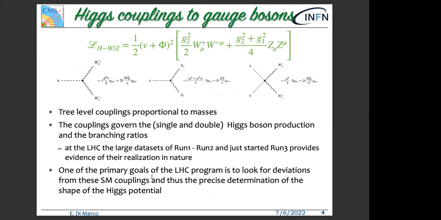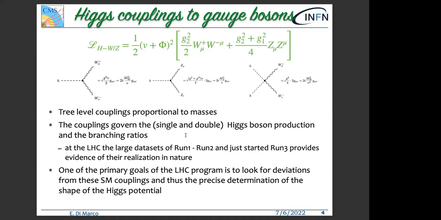Now regarding the couplings, so the strength of this interaction with the gauge bosons. The tree-level couplings, as you see here in these diagrams, are proportional to the masses of the W and the Z. Here you see the single-point interaction of the Higgs with the W or the Z, or also the four-particle interaction of two Higgs with the W's. So these couplings govern the single and also double Higgs boson production, or the branching ratios of the decays of the Higgs into gauge bosons.